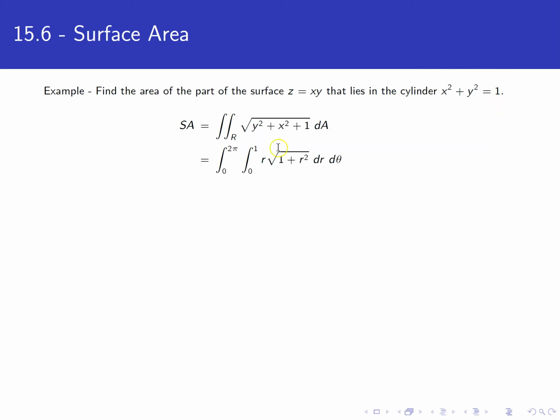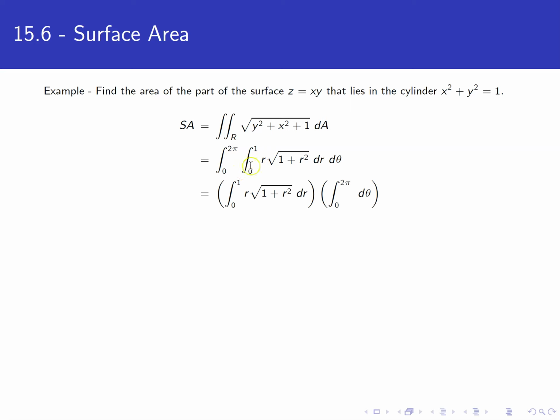Well, I recognize that I'm integrating over a region in the xy plane that's a circle, and I also see x squared plus y squared underneath my radical. That screams to me that I should be converting this integral over to polar coordinates, because I can describe the circle as r goes from 0 to 1, theta goes from 0 to 2 pi, and I can replace the x squared plus y squared with r squared, and then remember our dA gets replaced with r dr d theta. So I get integral from 0 to 2 pi, integral from 0 to 1 of r square root of 1 plus r squared dr d theta.